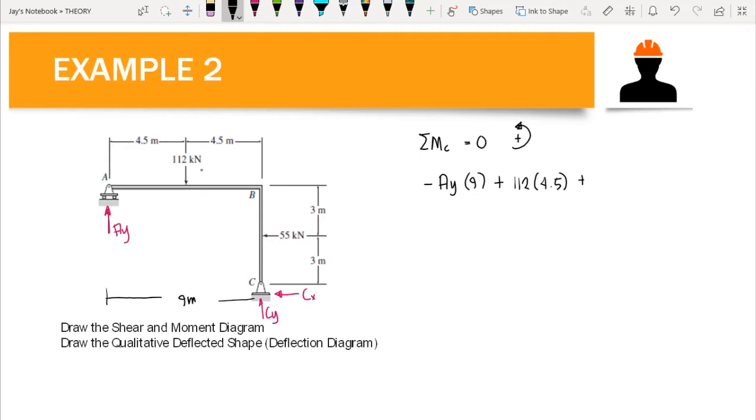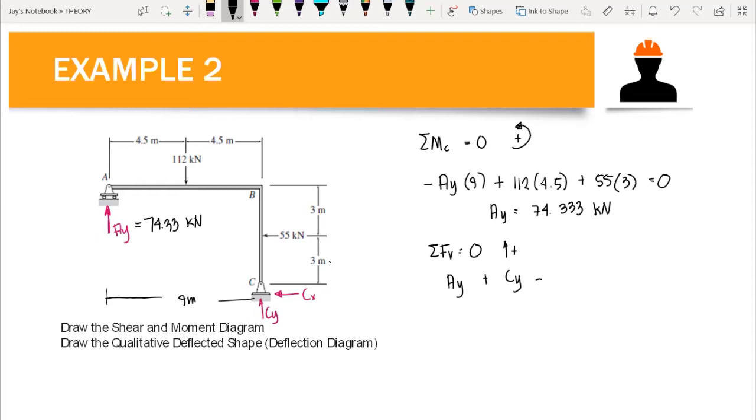Then plus the point load of 55 kilonewton. So we have 55 times the perpendicular distance 3 meters. Okay, this one. That means we have 3, and this always equals to 0. And then we have our AY here, which is equal to 74.333 kilonewton, and that is the value of our AY. Now, how about CY? Now, we can sum up forces vertical is equal to 0. All the force acting upwards are positive. So we have AY plus CY minus, we have only one external load that is acting downward, that is 112 kilonewton, and this equals to 0.